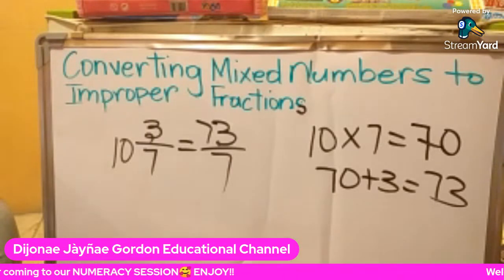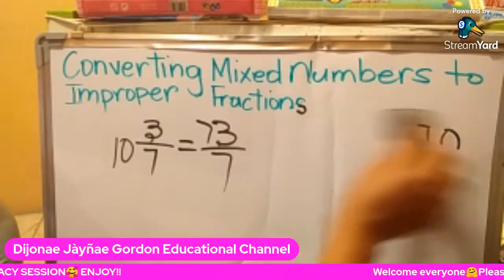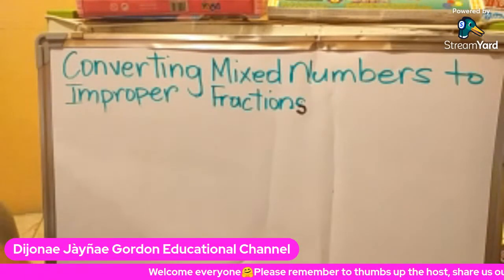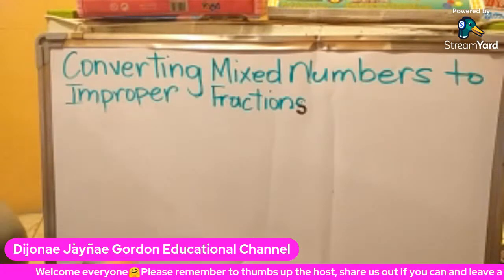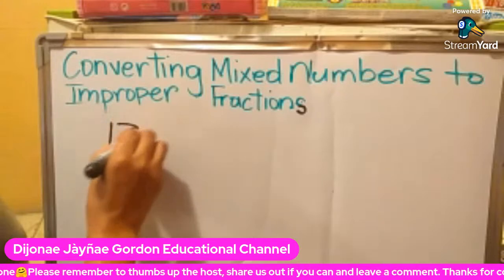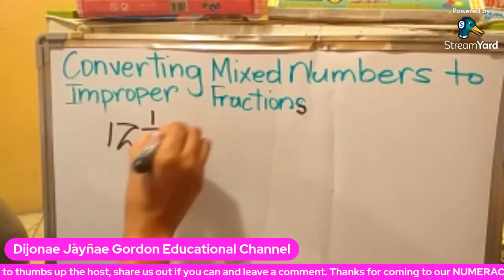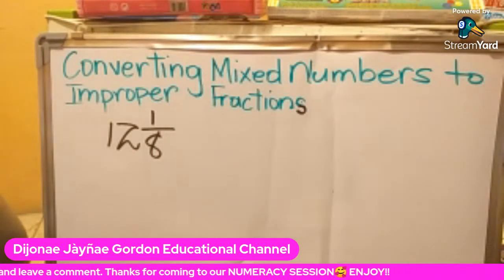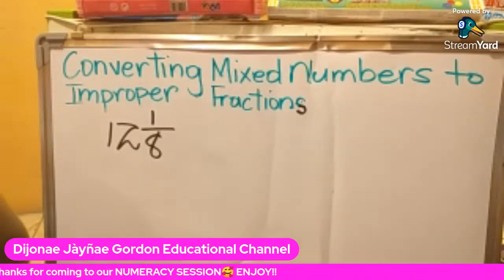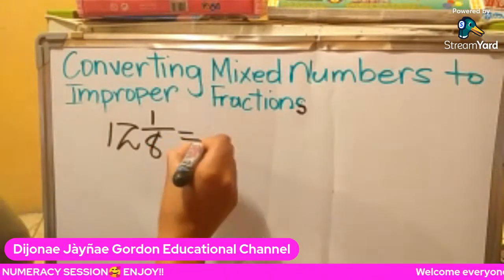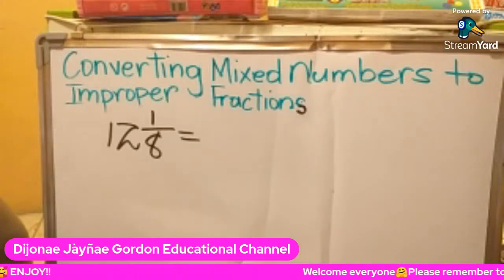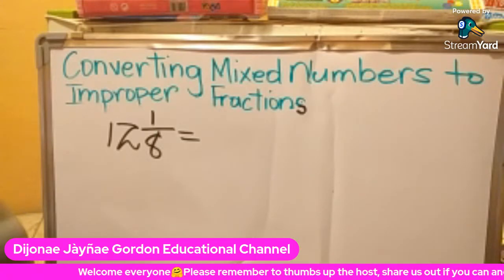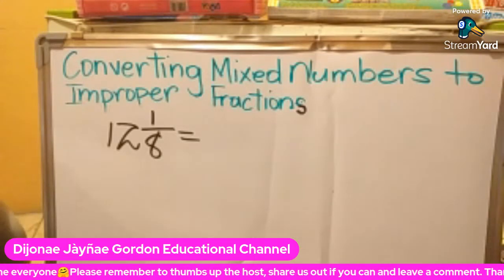So let's do another one. All right, so now we have 12 and 1 over 8. Oh my God, you must be saying, how? This is getting so hard. So 12 multiplied by 8. Let's see who's going to get this one.